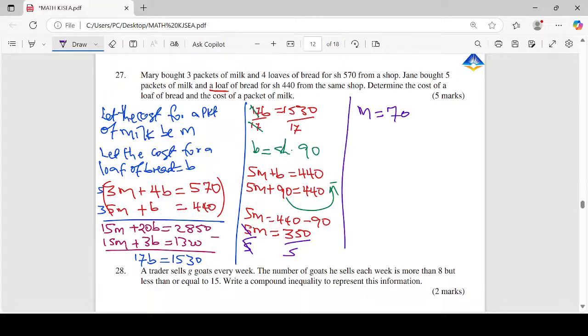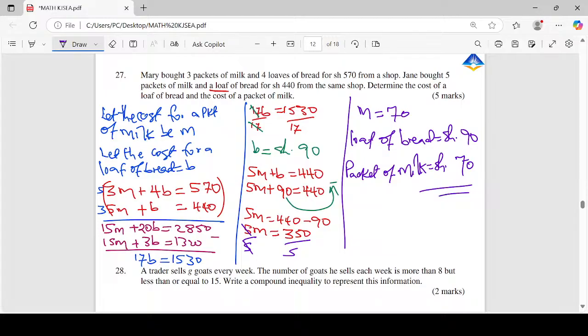But what were our m and b? Our m and b were the costs. So they want to determine the cost of a loaf of bread. So you can say here, loaf of bread is equal to how much? Bread was b, which is equal to 90. The loaf of bread costs 90. Then a packet of milk is given by m, which is 70. Just doing it like that, you would have gotten your 5 marks.